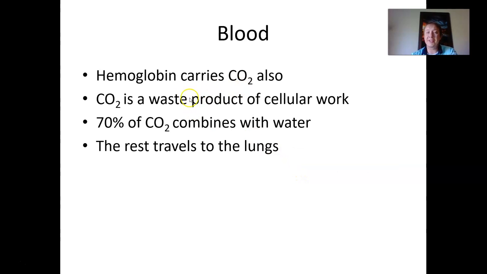It also carries CO2, which is the waste product, simply to get rid of it. 70% of carbon dioxide combines with water, and it comes out of our body as urine. The rest of it, that other 30%, travels to the lungs, and we simply exhale it. So that's kind of one way our body can get rid of things it doesn't need, is through that exhaling.